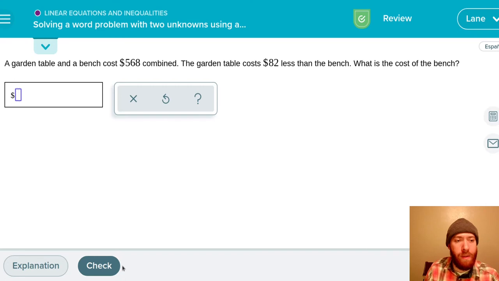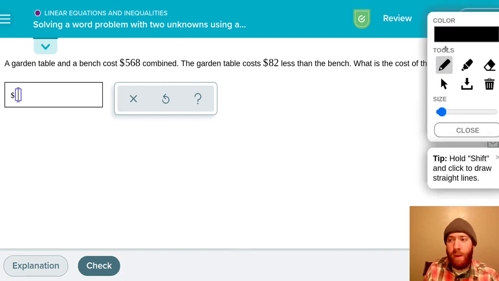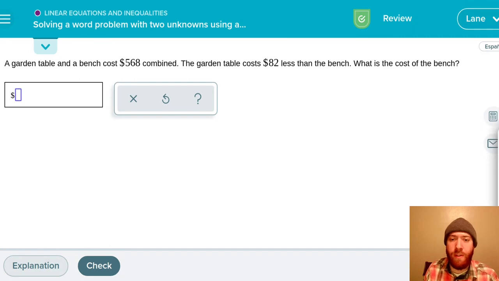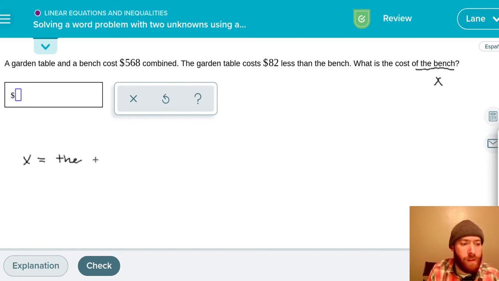A garden table and a bench cost $568 combined. The garden table costs $82 less than the bench. What is the cost of the bench? I'm going to say that the bench is our unknown x. And we are going to translate these two sentences into a single linear equation. The problem says that the garden table costs $82 less than the bench. So x is the bench. x equals the bench.